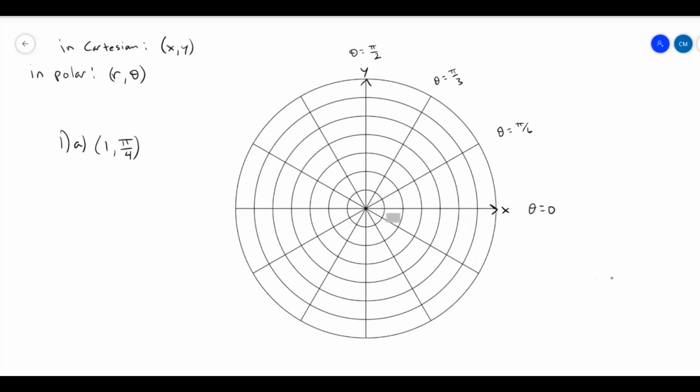And then with the 1, what is that telling me to do? Just go 1 away from the origin. So if I were to identify that point, it would be right there. This is the point A right here. Everybody see what I'm saying? It's 1 unit away from the origin, and it's at an angle of pi over 4.